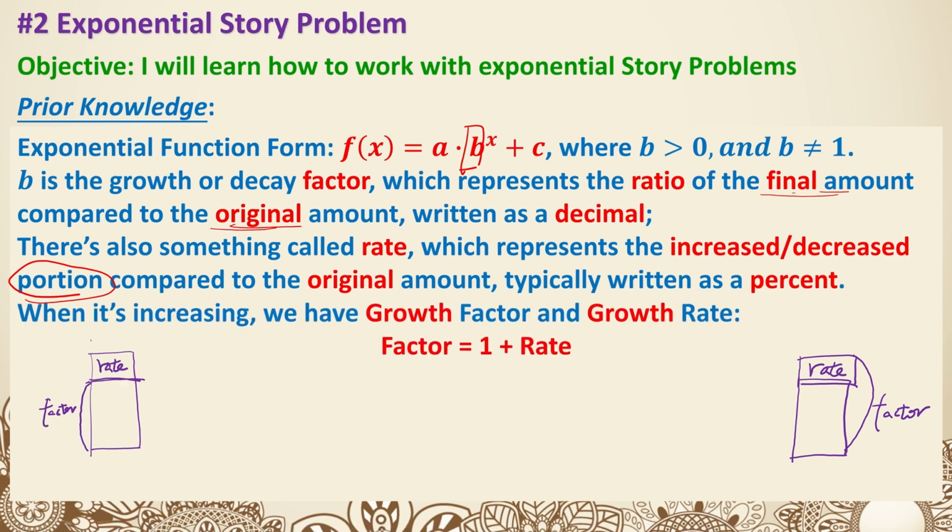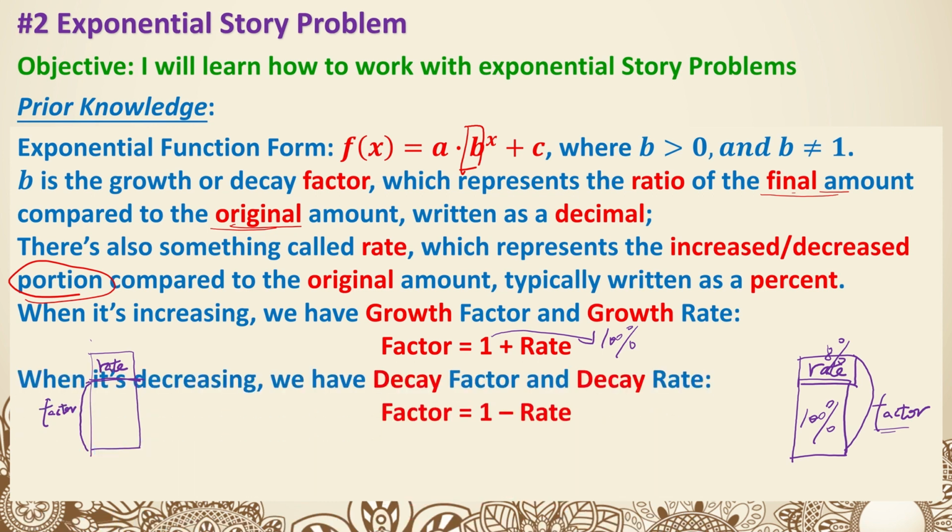So when it's increasing, we have growth factor and growth rate. And factor is going to be 1 plus the rate. So the 1 again represents the 100%, which we have talked about in the previous lesson. So this part is the 100%. And let's say it went up like 8%. That would make the factor 100% plus the 8%. That's growth factor and growth rate.